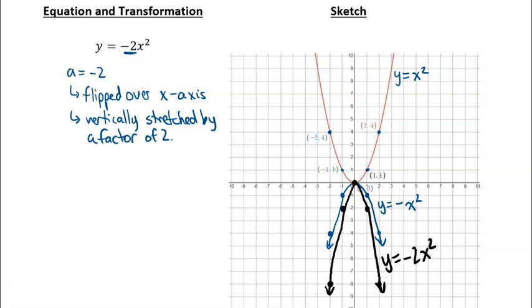Now some of you might see a shortcut for this, because really you can do all this in one step. What I could have done is flip over the x-axis and vertically stretch by a factor of 2 all at once by multiplying all the y coordinates by negative 2. If you multiply each of those y coordinates by negative 2, you get the points that are shown on the black curve. So really that can all be done in one step by simply multiplying everything by that a value.